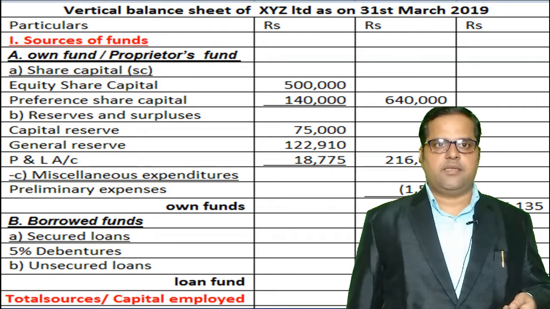Then write B, reserves and surpluses. Under this we have to cover those three items which we marked as R and S, and again we have to write these amounts in first column and take the total to second column.